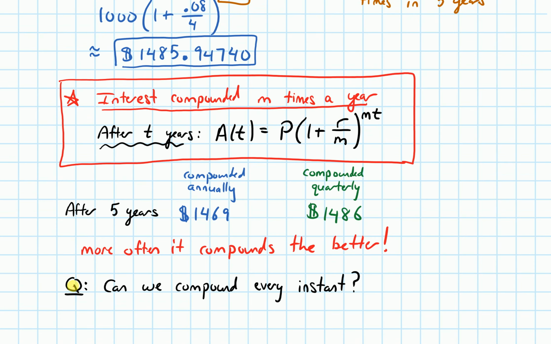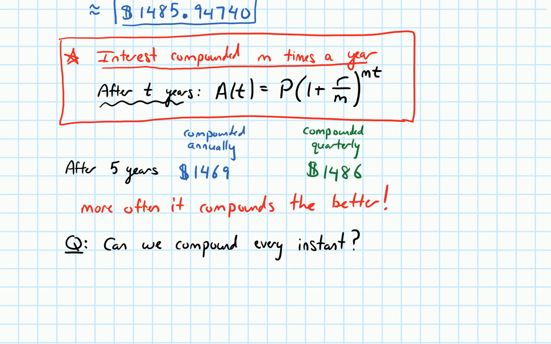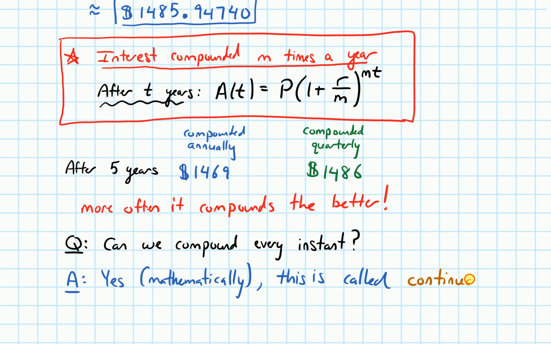But I want to ask a question to lead into that, which is, well, can we compound every single instant? So maybe not even 1,000 times, maybe even more, like every single instant. Can we compound? And the answer is yes, at least in a mathematical sense. Yes, mathematically, this is called continuously compounded interest. Or sometimes I might just say continuously compound interest.